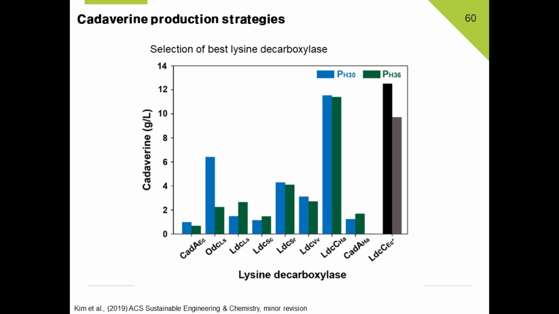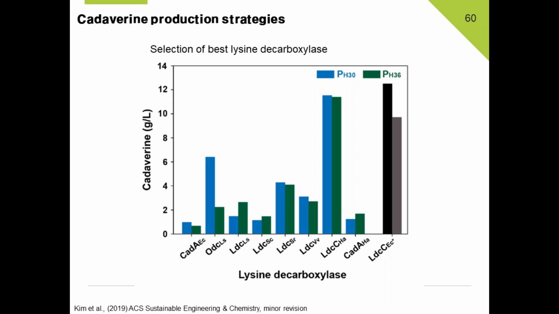So these were the results. The H30 promoter with E. coli lysine decarboxylase and Hafnia alveoli decarboxylase were better than all the lysine decarboxylases that we tested from these other strains. I think LS is for Lactobacillus cereumeri, Vibrio for VV. Those were the other LDCs from other strains.